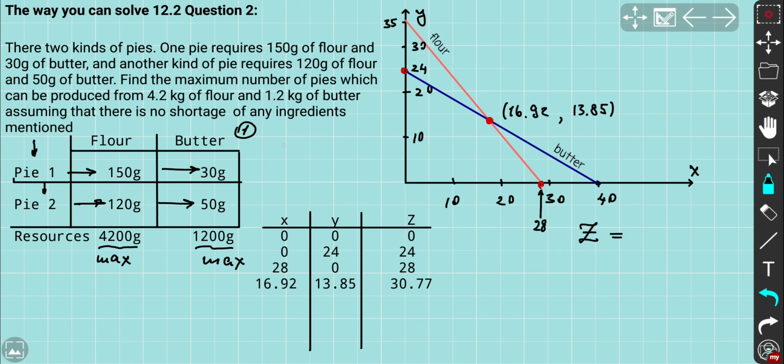So the hint is in the question. You need to find the maximum number of pies which can be produced. So you're looking for the maximum number of pies. So first of all, pay attention to the maximum number of pies. Pies are measured in pieces, right? So each pie is just 1 unit. So what can you say about x and y? If we set up x variable for pie 1, then for pie 2 we're going to set up y variable. So what can you say about variable constraints?